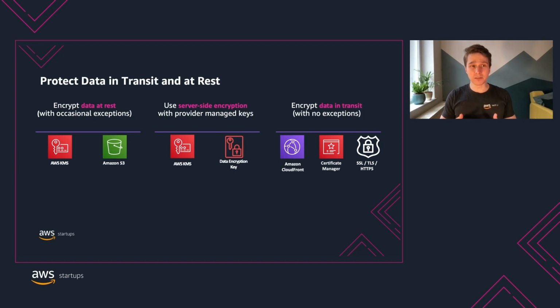Encrypting your data in transit means wrapping another layer of protection when your data is moving. There's no additional charge for provisioning public or private SSL TLS certificates you use with Amazon Certificate Manager integrated services such as Elastic Load Balancing, CloudFront, or API Gateway.